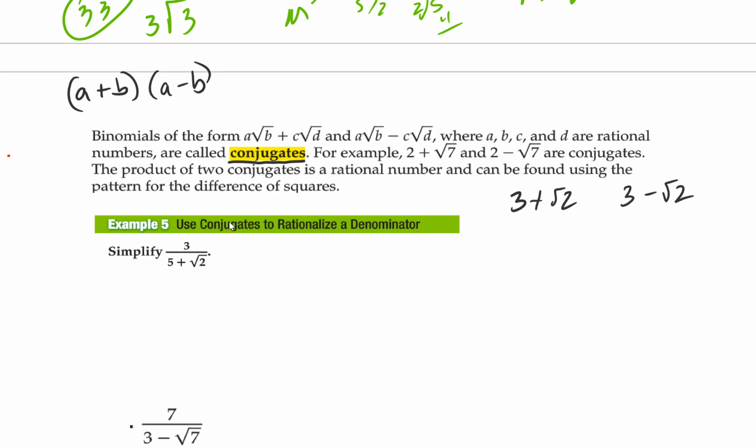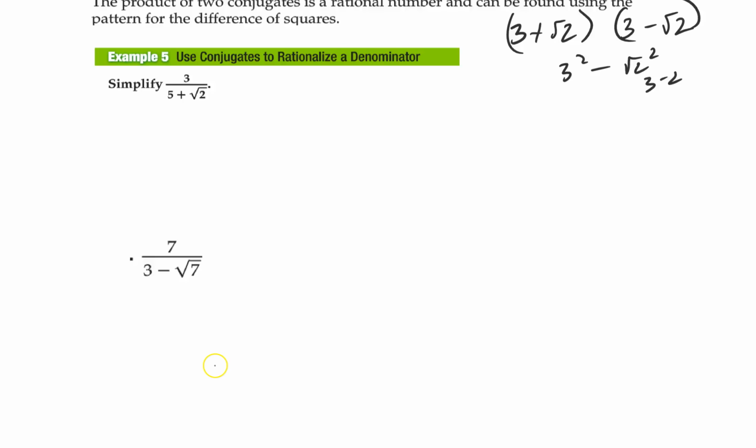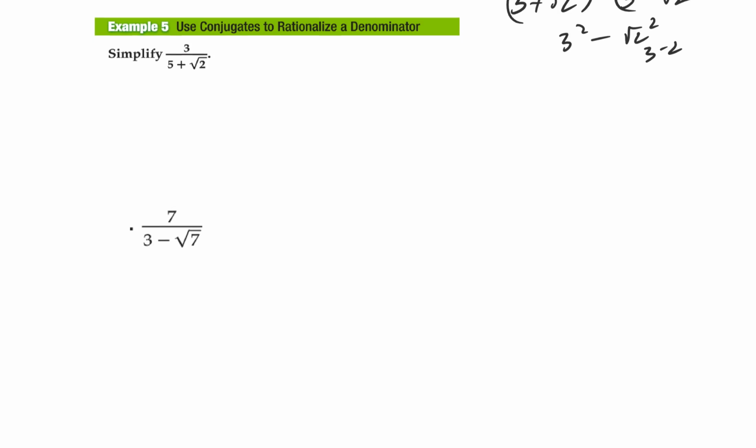And what's the benefit of conjugates? When you multiply these together, you get the difference of two squares. So you're going to get A squared minus B squared. Same thing happens here. If you multiply these two conjugates together, you're going to get 3 squared minus rad 2 squared, also known as 3 minus 2. So that's why we like conjugates, because when you multiply them together, you get a difference of two squares. You get squares on both sides, and we're going to use that to simplify these radicals.